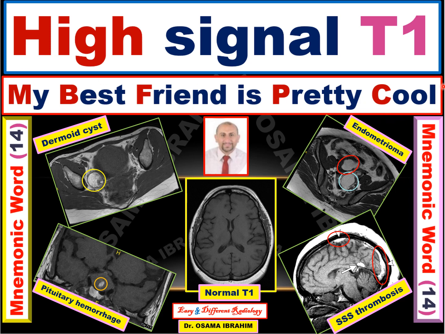These are the causes which can result in high signal in T1, like this dermoid cyst, or this endometrioma, or this flow in the superior sagittal sinus thrombosis, which represents thrombosis in the superior sagittal sinus and appears as high signal in T1, or this hemorrhage in the pituitary gland. So let's get started with our short presentation about the mnemonic phrase: My best friend is pretty cool.